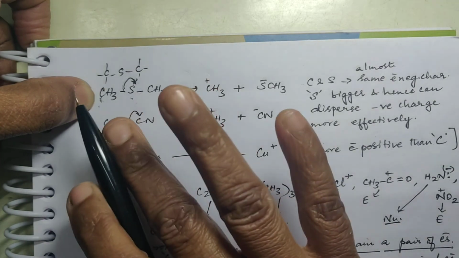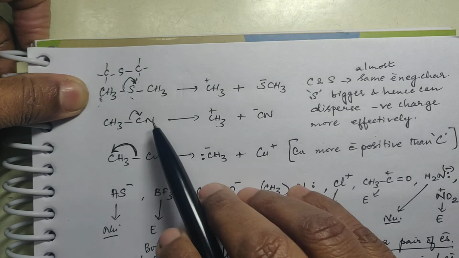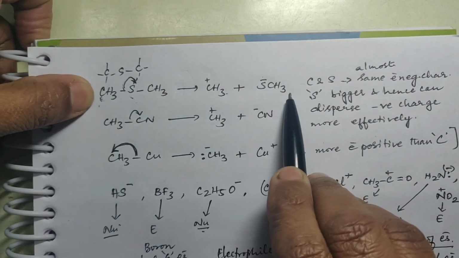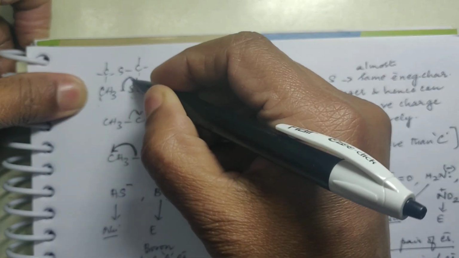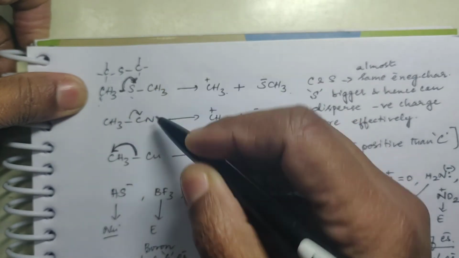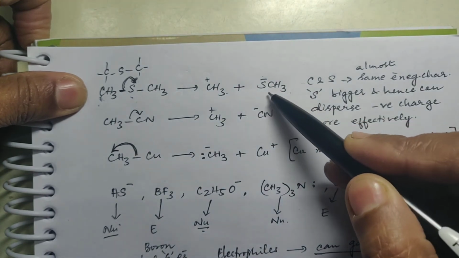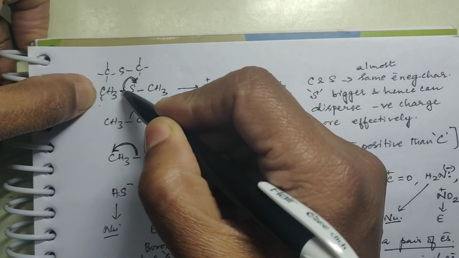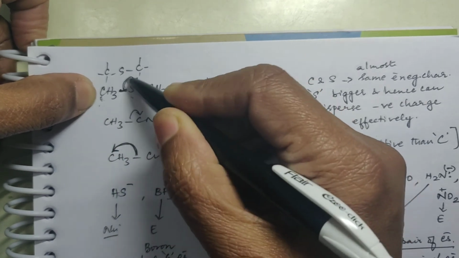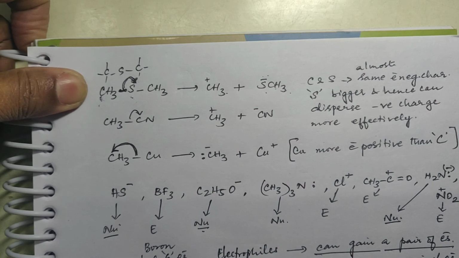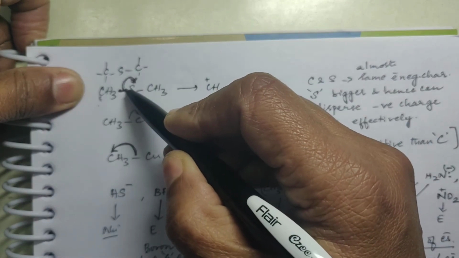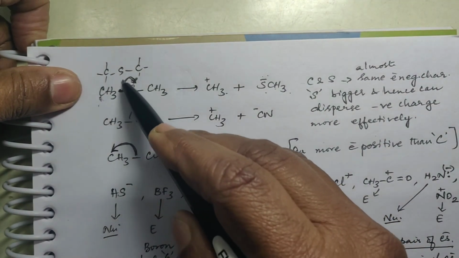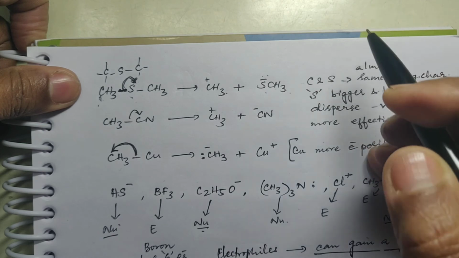So the sulfur can disperse the negative charge easily. So what you get out of it? You get CH3 positive and S minus CH3. Okay. So when this bond shifts here, the pair of electrons is going to create a charge on sulfur. So you get S minus CH3 and this carbon will be left with a positive charge, because its electron has gone to S. Okay. So this is S's own electron, and this is the electron taken from carbon. So one electron is gained, so S has one negative charge.